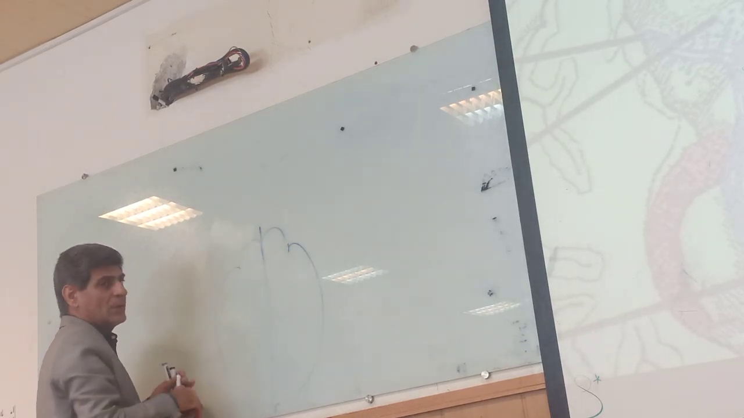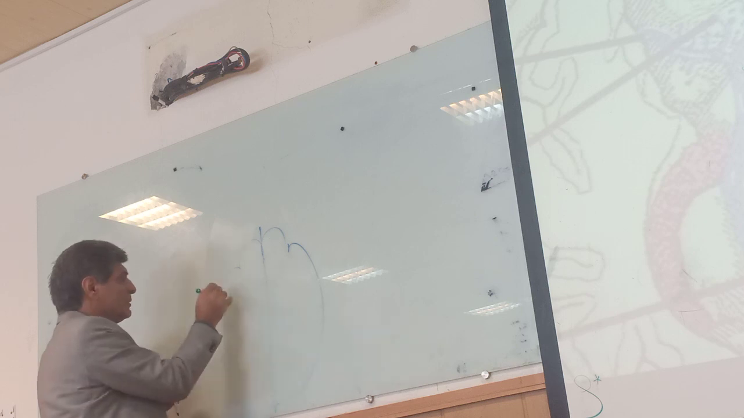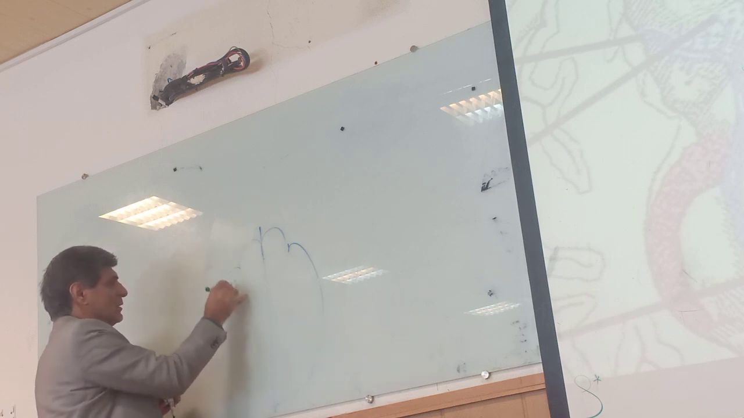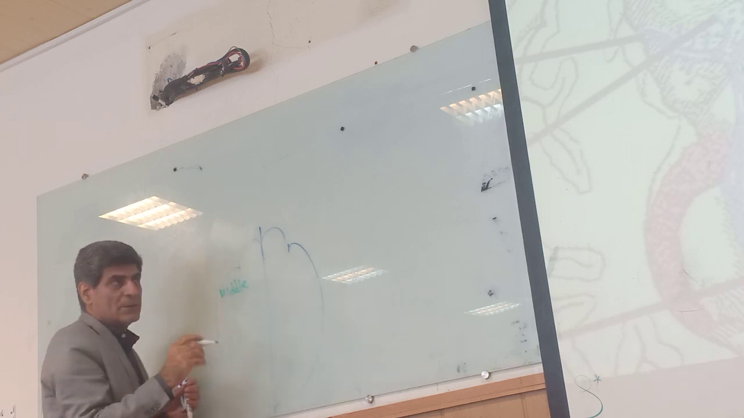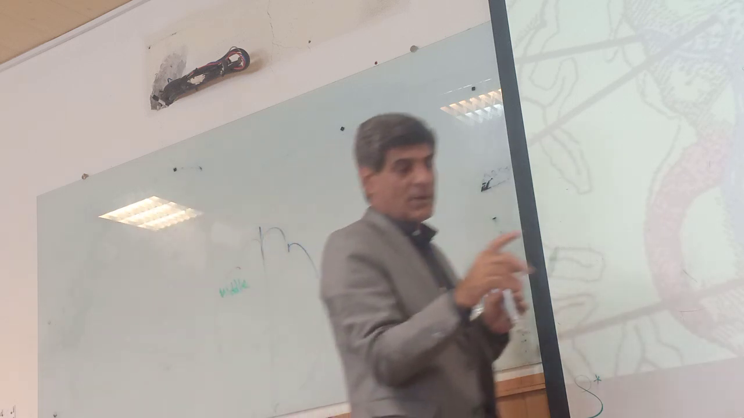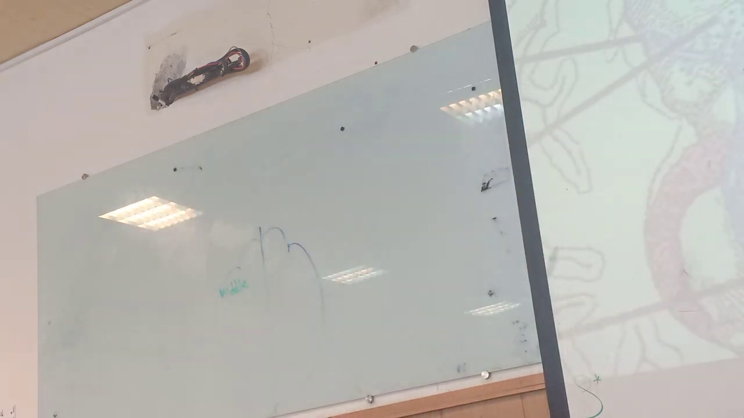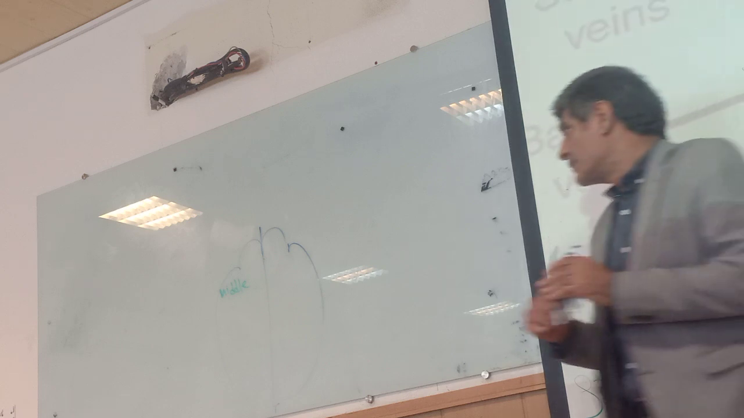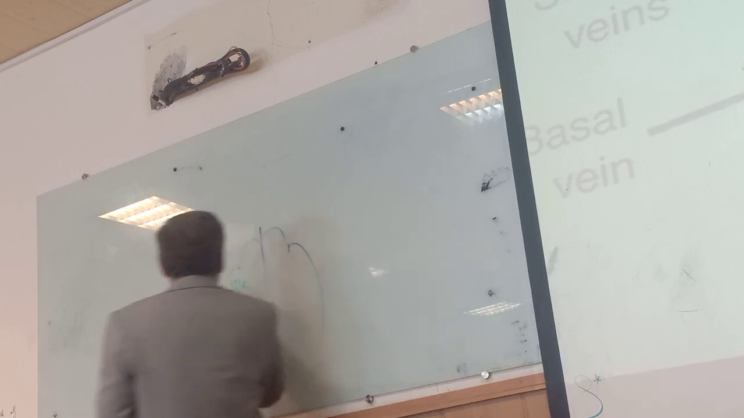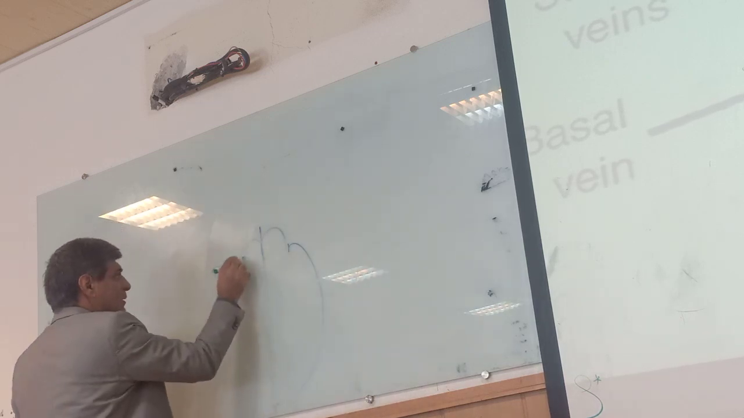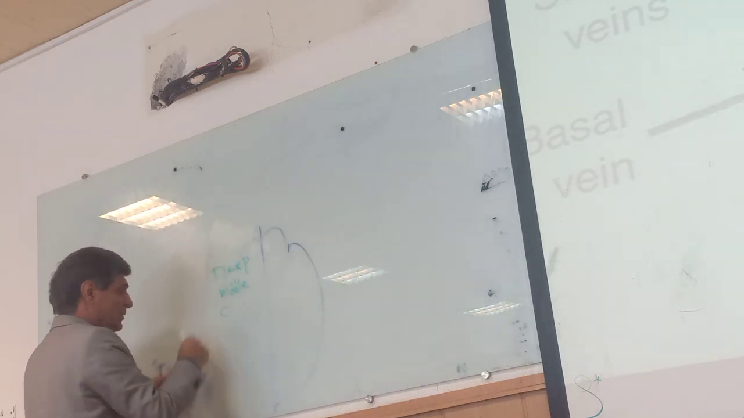Okay, the anterior, medial cerebral vein. This vein is a very important vein. It is a big, deep vein, not superficial: the medial cerebral vein and the anterior formation of the basal vein.